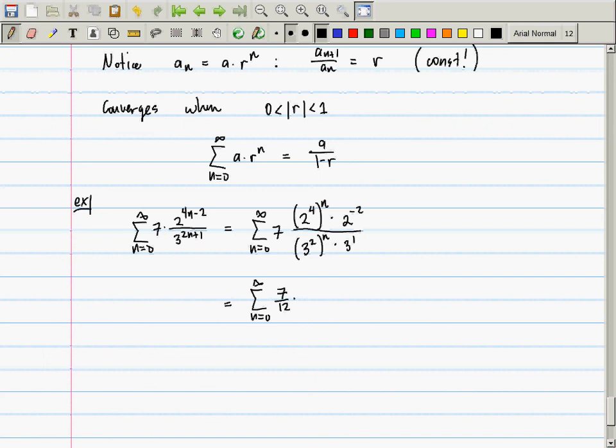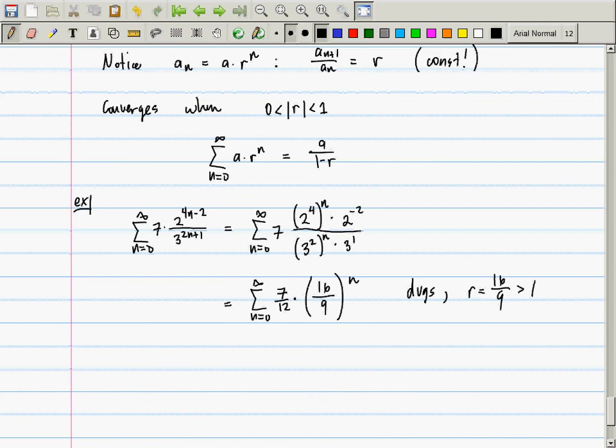Multiplied by, now this is 2 to the 4 to the n, and this is 3 to the 2 to the n, so they can be factored into a common form like this. 2 to the 4 is 16, 3 to the 2 is 9, all to the n. So this is still a geometric series. What is A? 7 twelfths. What is R? 16 over 9. Does this converge? No, it diverges, because 16 over 9 is greater than 1.